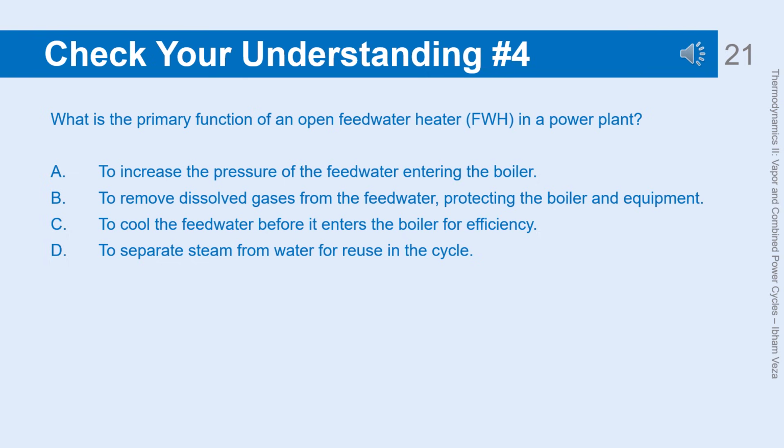C. To cool the feed water before it enters the boiler for efficiency. Incorrect, because the purpose of the FWH is to preheat, not cool the feed water. D. To separate steam from water for reuse in the cycle. Incorrect, because this function is related to separators, not an open feed water heater.